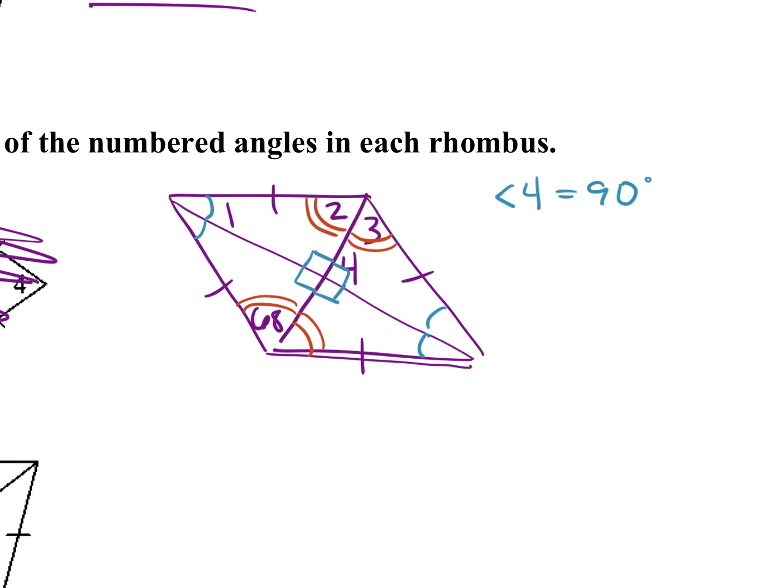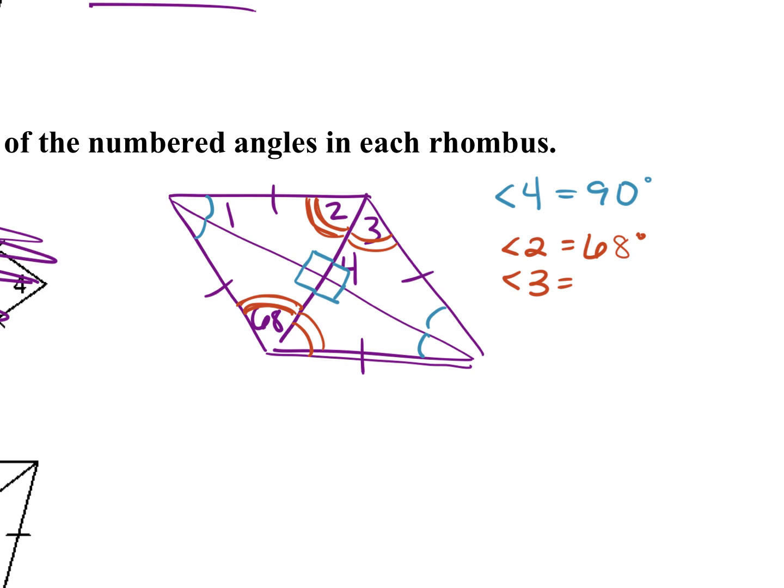So what is the measure of angle 2? Not 90. It's 68, right? These are congruent. So 2 is 68. What's 3? 90. No.